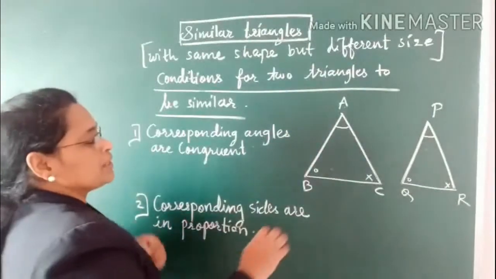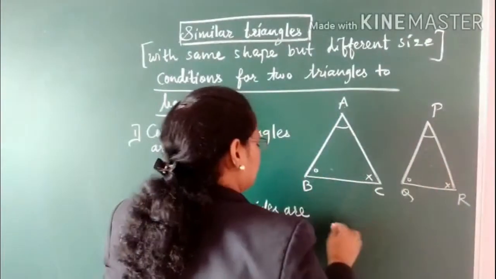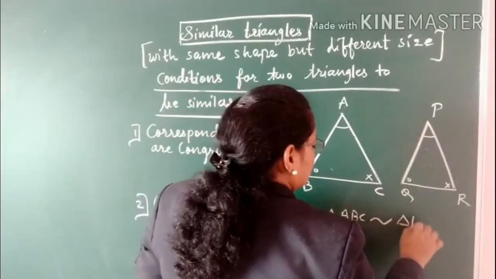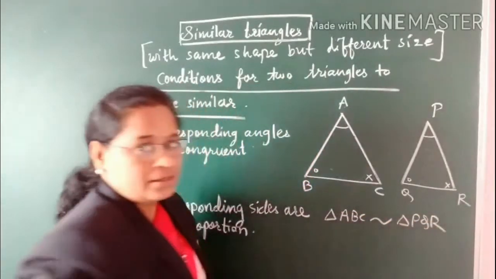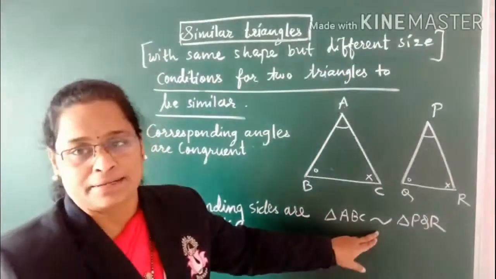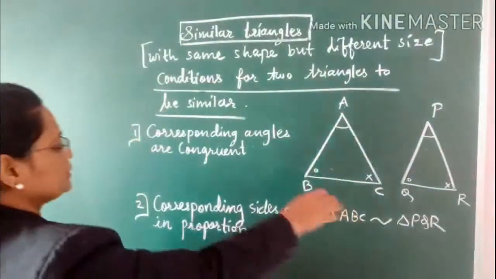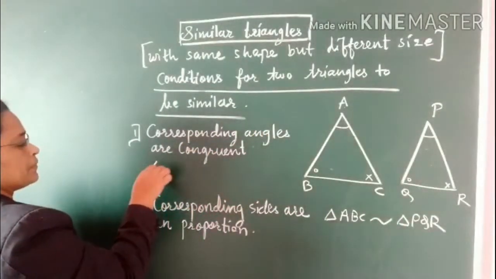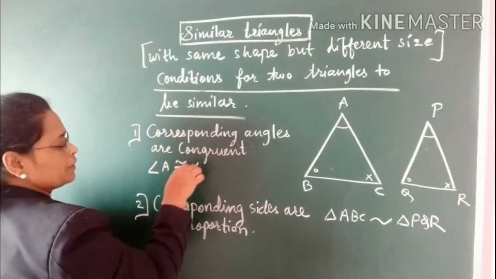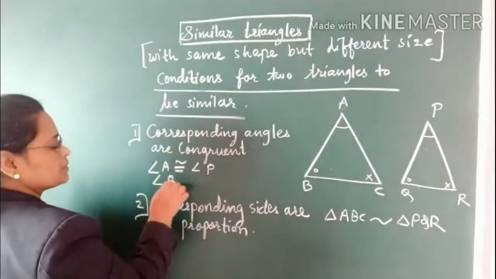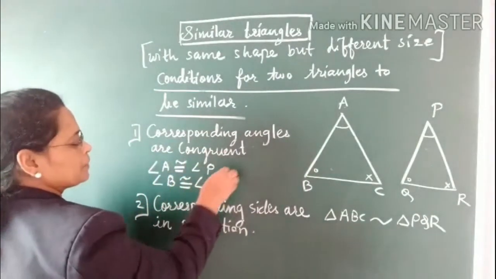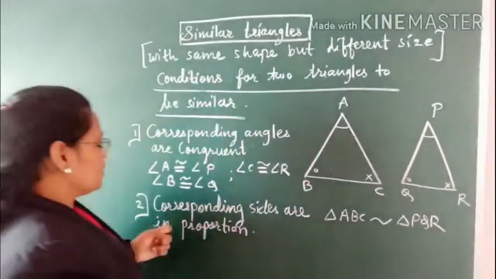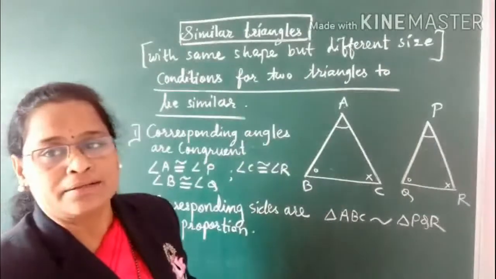Means if triangle ABC and PQR is there, then when triangle ABC will be similar to triangle PQR. Note here, this is the sign of similarity. So when these two triangles are similar, then we'll say that corresponding angles are congruent. That is, angle A is congruent to angle P, angle B is congruent to angle Q, and angle C is congruent to angle R. Second condition is that corresponding sides are in proportion.